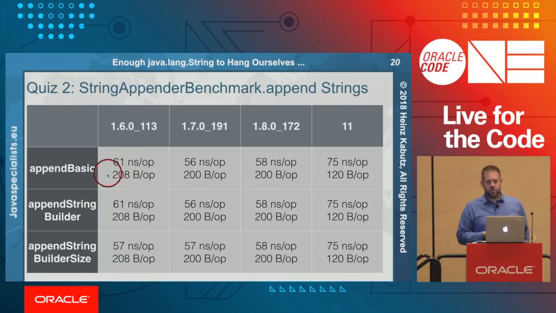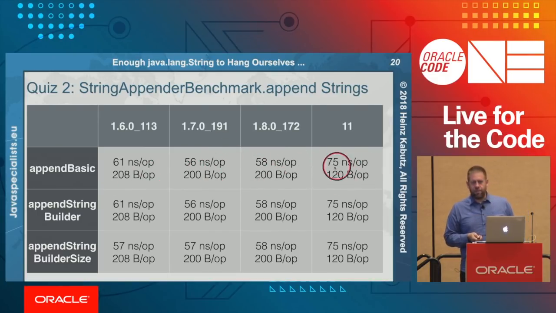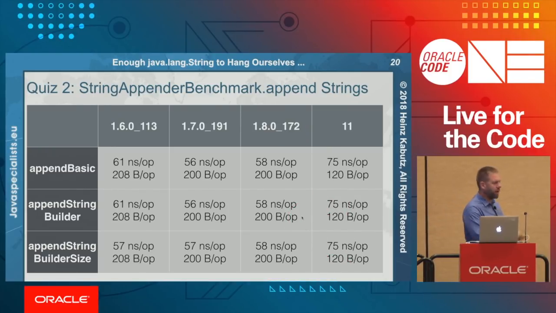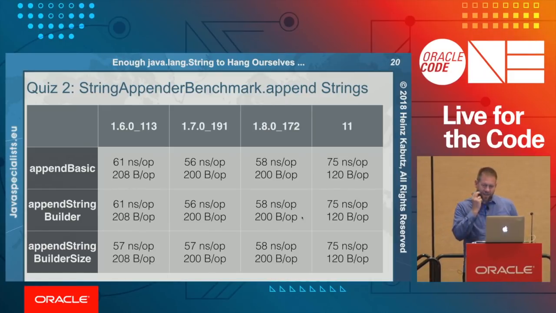The 208 is a bit more than 200. You'll see why in a second, when we look at Java 7 structure. So it's about the same. And then in 11, it's 120 bytes. And it's a little bit slower, and I don't think so. Do you remember why? Okay, we'll see later.